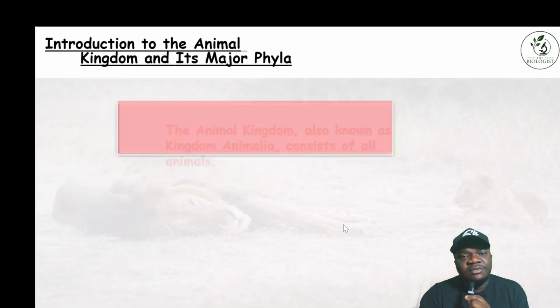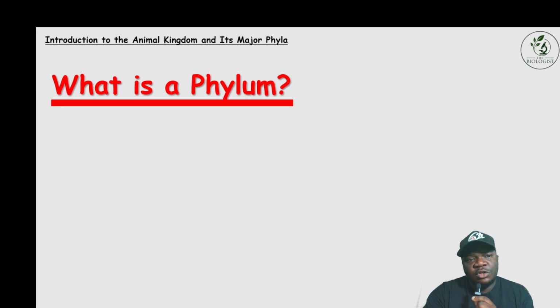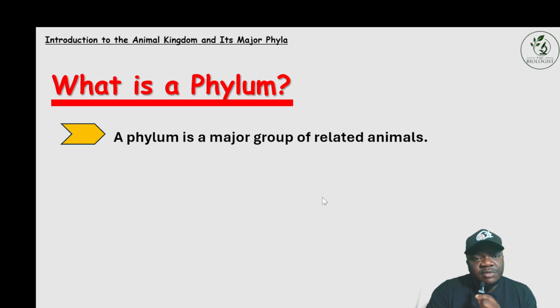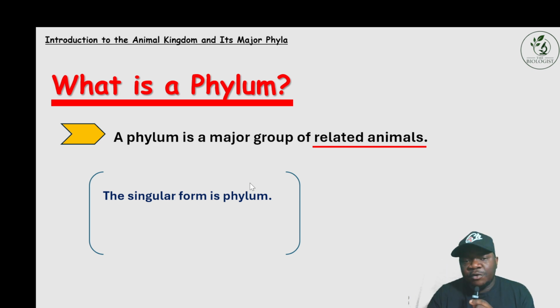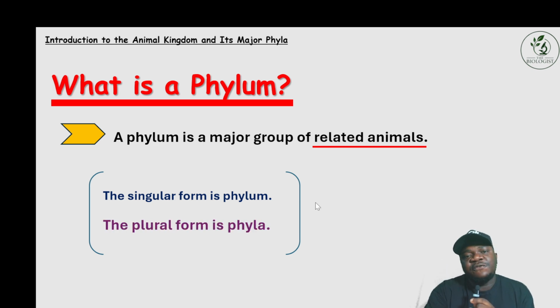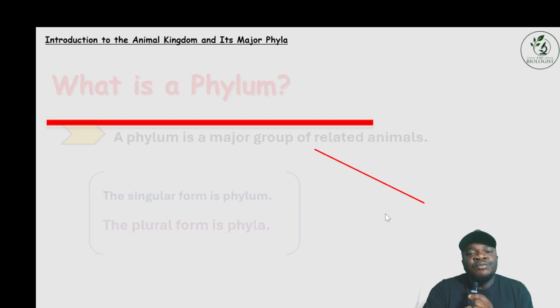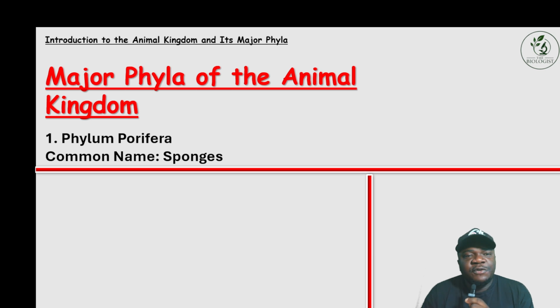Before we go further, we have to understand what phylum means. A phylum is a major group of related animals. When animals are closely related in terms of physical features and type of reproduction, we classify them into a group called a phylum. Phylum is the singular form, but the plural form is phyla. It's very important for us to get this point. So, the major phyla of the animal kingdom.